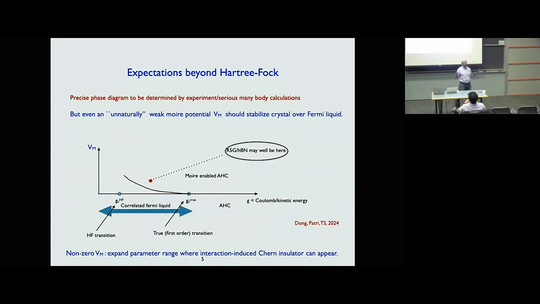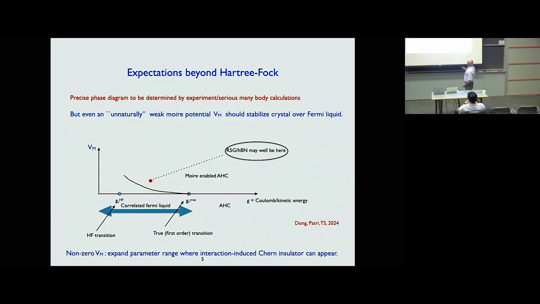And so let's ask about, first of all, in this problem, it's very hard to move on. But let's think about what we might expect, right? Now, the precise phase diagram beyond Hartree-Fock should be determined by very difficult many-body calculations, which are beyond the capability of what we currently know how to do, right? Or you could look to experiments to get some idea of what the real phase diagram is. But let's see what we can expect, right?